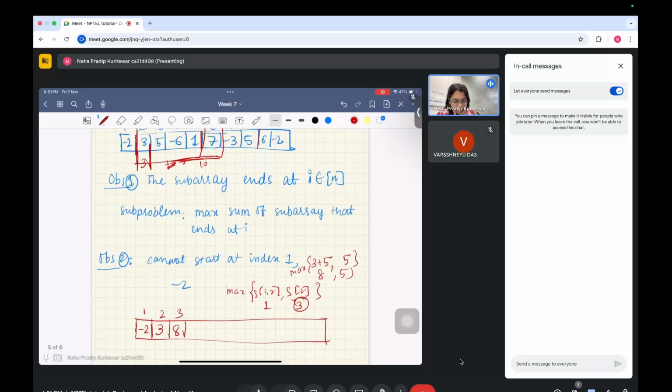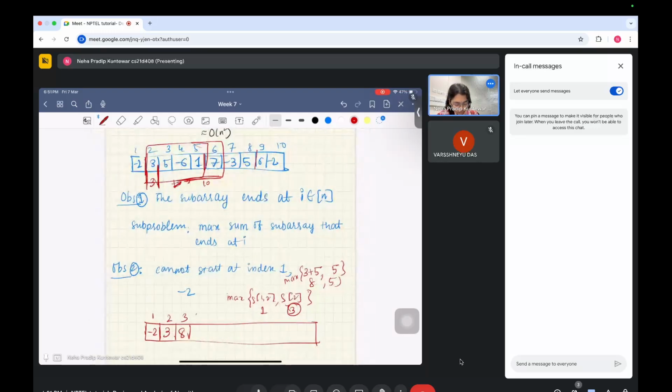Now similarly, what about 4? What is the maximum subarray sum that ends at 4? You look at the maximum you had until 3, which is 8. Now I'll add minus 6 to it. That will make the sum 2. So the maximum of 8 minus 6, or minus 6, is 2. So can you tell me the remaining values?